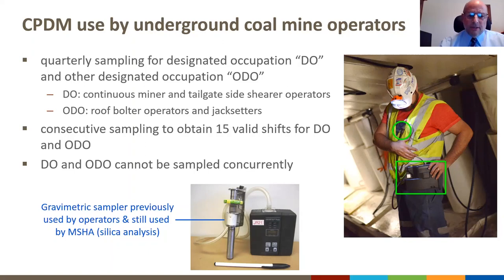They have to do consecutive sampling every shift until 15 valid samples are obtained for both DO and ODO. However, they cannot be sampled concurrently, so that means they're sampling a minimum of 30 consecutive shifts. The photo in the center shows the gravimetric sampler that was historically used by mine operators, and it's still being used by MSHA. That's primarily because the filter can be analyzed for silica content where the filter in the PDM cannot.